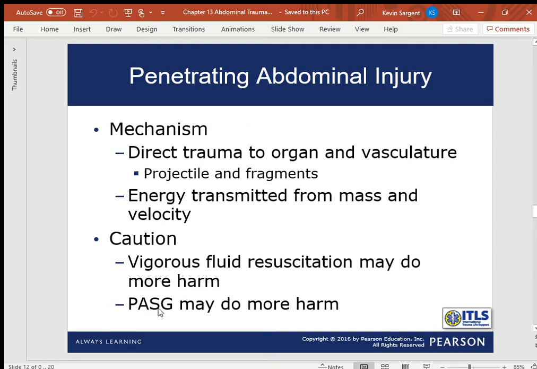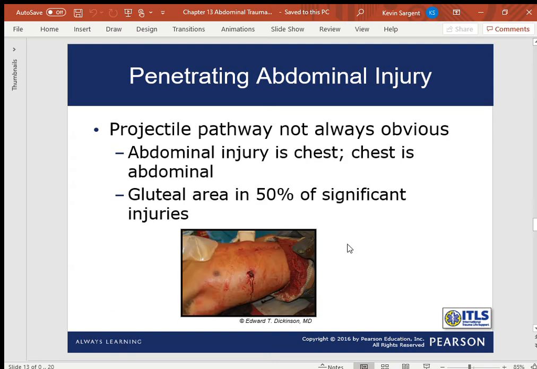But that's what pneumatic anti-shock garments are. Remember, PASG is pneumatic anti-shock garment. MAST is military anti-shock garment, or military anti-shock trousers for MAST. It's the same thing. Okay, projectile pathway, not very obvious all the time.